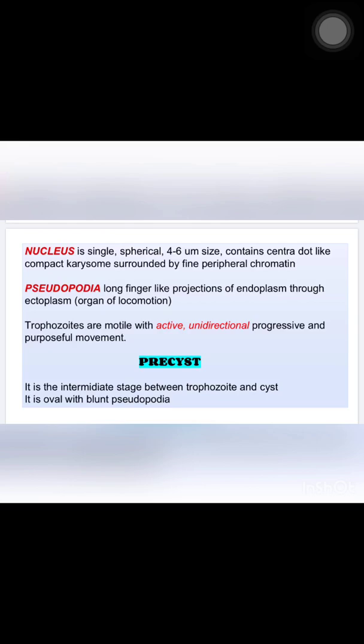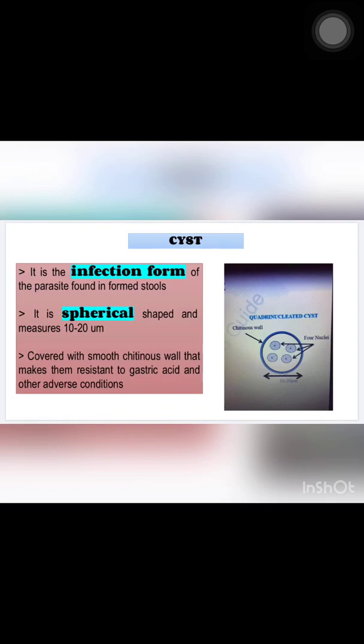The precyst is the intermediate stage between trophozoite and cyst. It is oval with blunt pseudopodia. The cyst is the infective form of the parasite found in formed stool. It is spherical and measures 10 to 20 um, and it is covered with a smooth chitinous wall that makes it resistant to gastric acid and other adverse conditions.